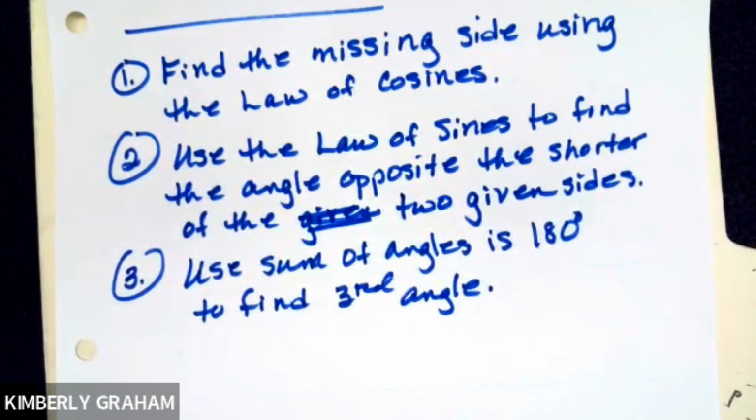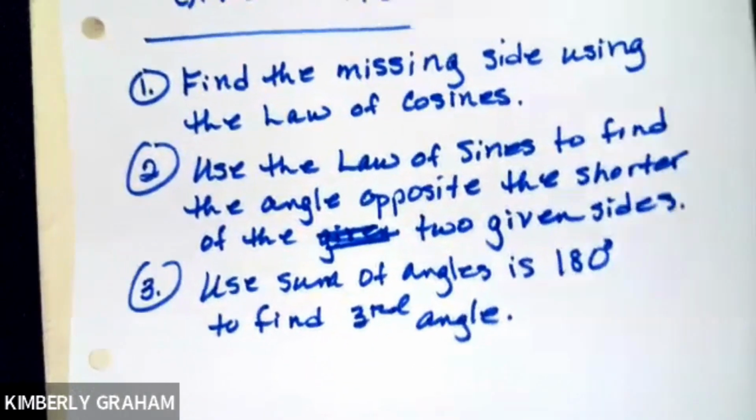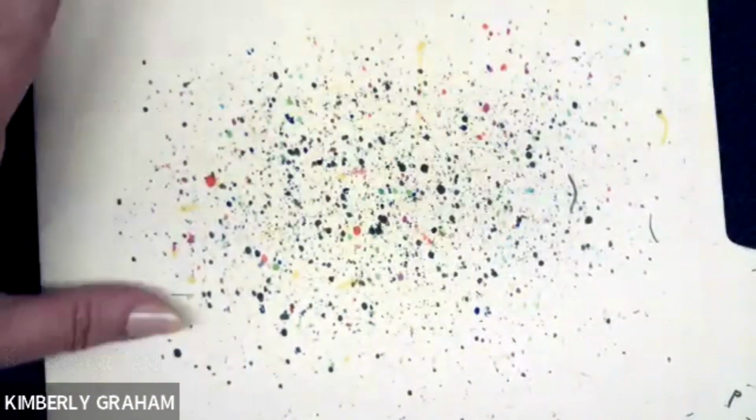I know that my shorter angle, my smaller angle, is opposite the shorter side. My biggest angle is opposite the biggest side. So if I had an obtuse angle, I know that it's going to be opposite that biggest side. And so I can go through this process here. Okay, so those are my steps that I'm going to do for this problem.